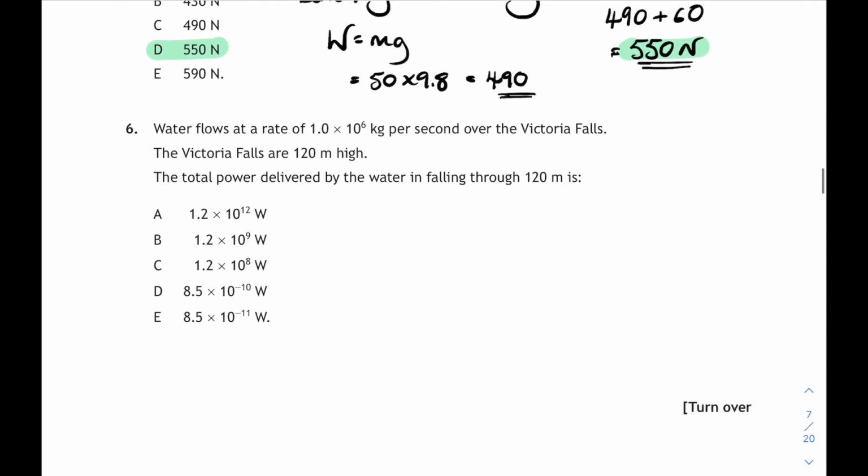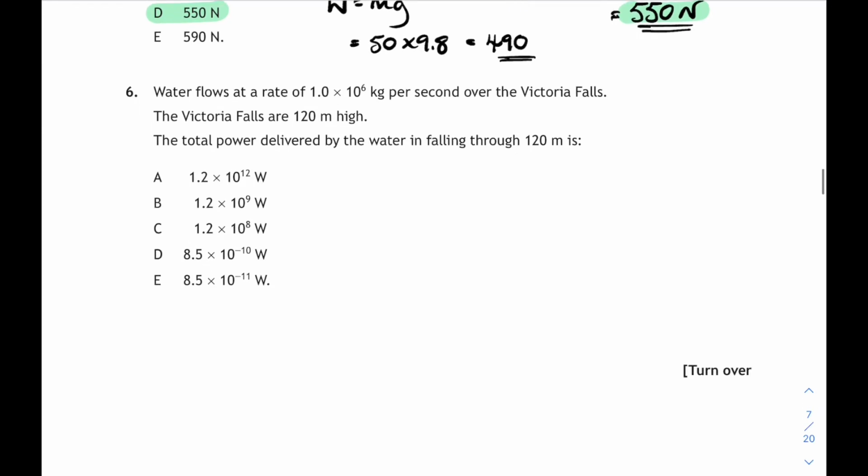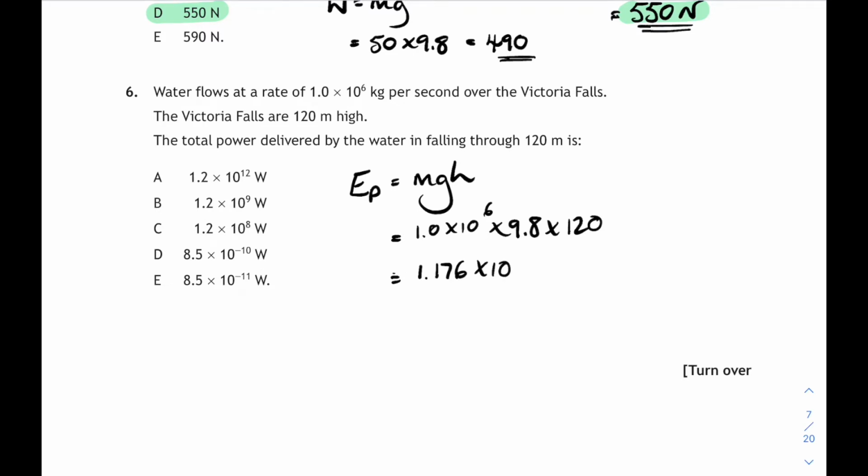Water flows at a rate of 1 times 10 to the 6th kilograms per second over the Victoria Falls. And Victoria Falls are 120 metres high. This looks like a gravitational potential energy question. What are we asked? The total power delivered by the water in falling through 120 metres is... We've got answers that are in watts. So let's work out the potential energy of that mass of water at that height. So it's 1 times 10 to the 6th times 9.8 times 120 gives us a potential energy of 1.176 times 10 to the 9 joules.